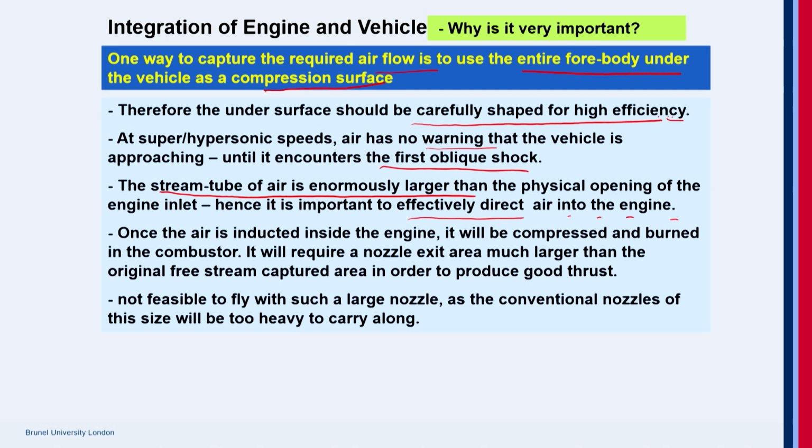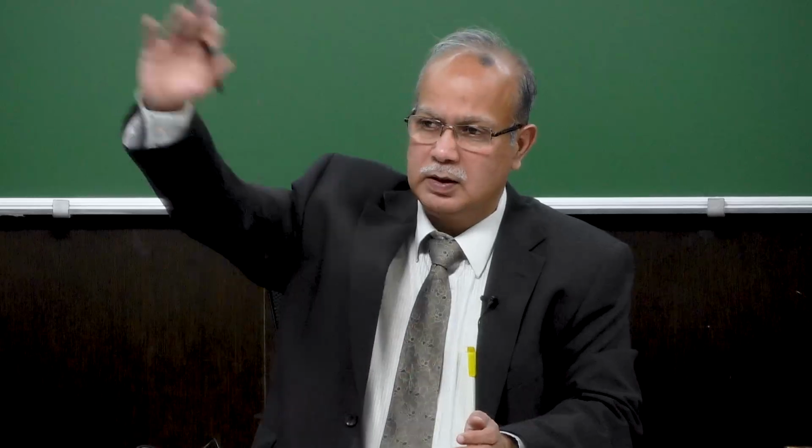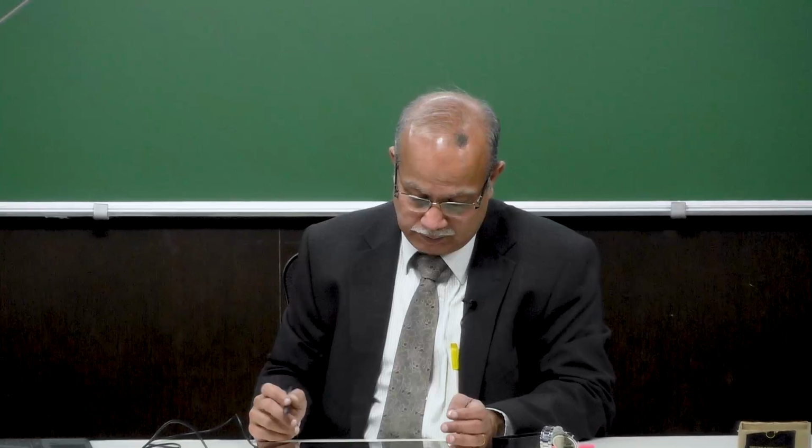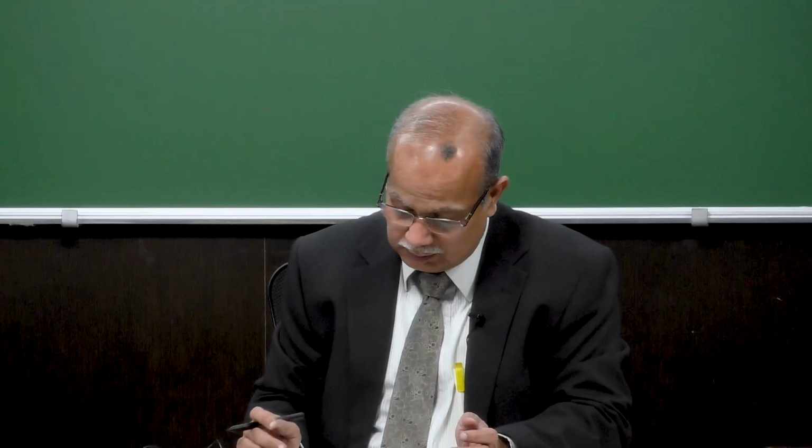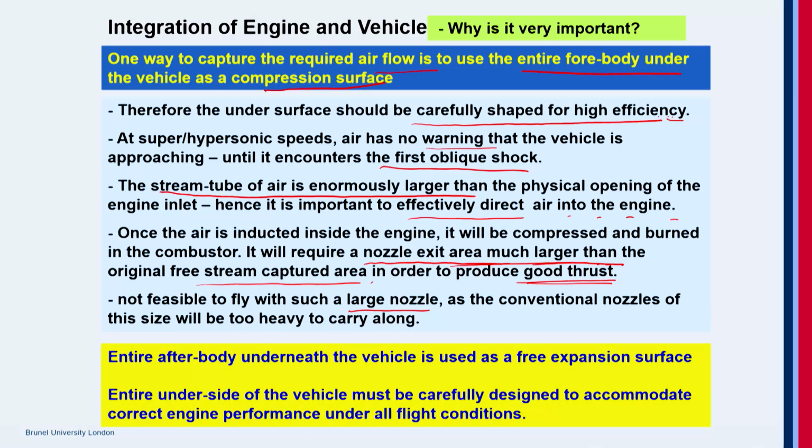So definitely it has to be integrated to the undersurface of the vehicle, where the entire underfloor body will become an external compression inlet. Once the air is injected in the engine, it will be compressed and burned in the combustor. It will require nozzle exit area much larger than the original free stream captured area in order to produce good thrust. Otherwise you can't produce. So the entire after body will become a nozzle of it. Not feasible to fly with such a large nozzle as a conventional nozzle of this size. It will be too heavy to carry along. So which means that the entire after body underneath the vehicle is used for free expansion surface.